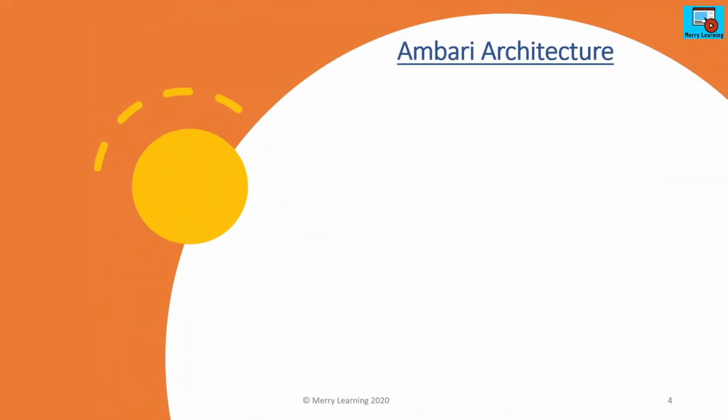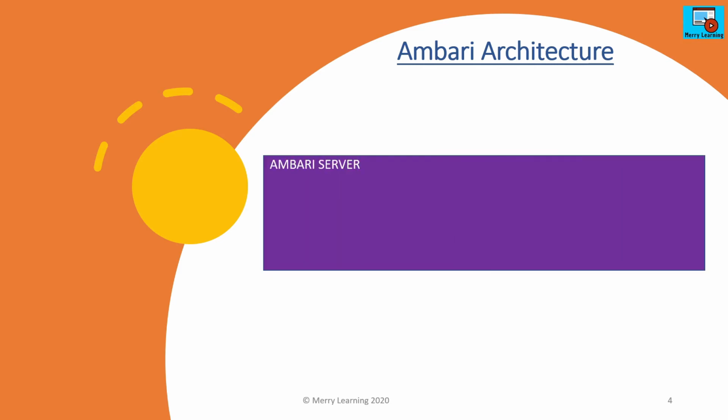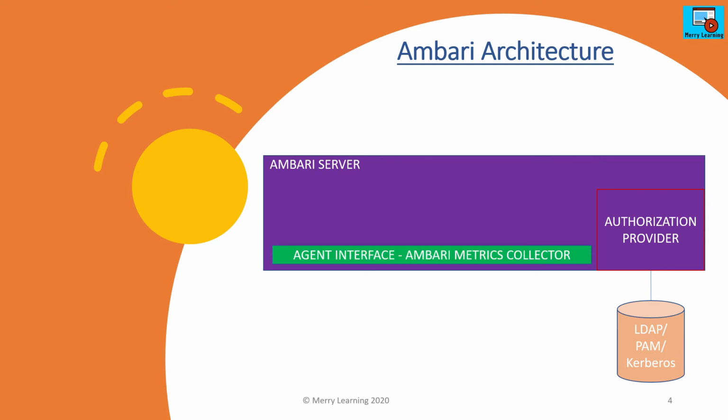Now, let's see the architecture of Ambari. Apache Ambari consists mainly of the Ambari server. It is considered to be the entry point for all the admin related activities on the master server, like daemon management, software upgrade, backup and restore, and so on. It also has the authorization provider like LDAP, which is Lightweight Directory Access Protocol, PAM, Pluggable Authentication Module, or Kerberos. Then there is the agent interface, which is usually the Ambari metrics collector.